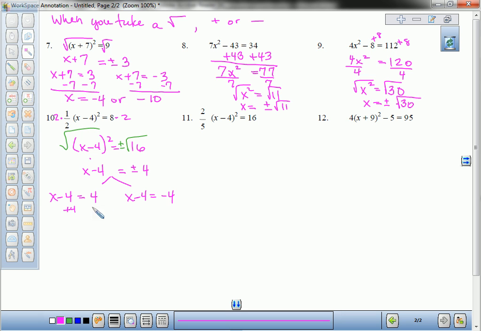Alright, so we add 4 here, and we get x equals 8. We add 4 here, and we get x equals 0. So x equals 8 or 0. Those are our 2 answers.